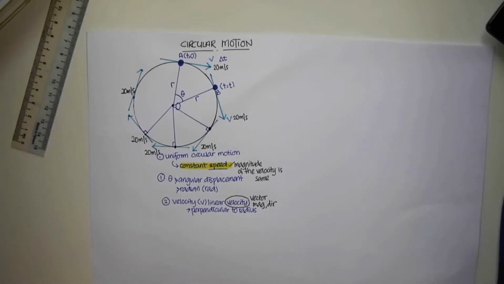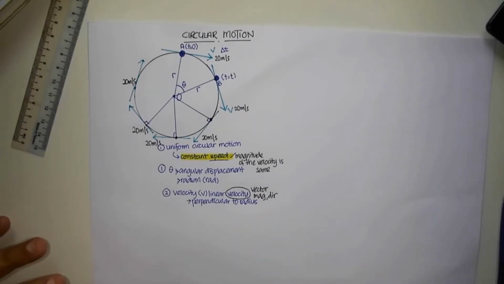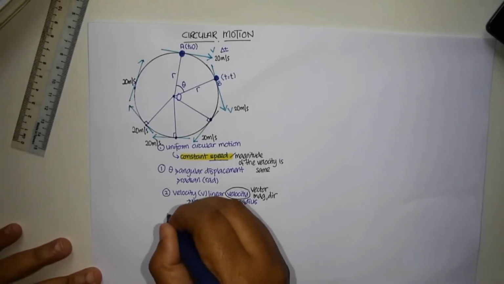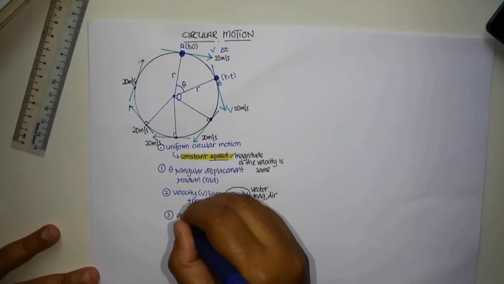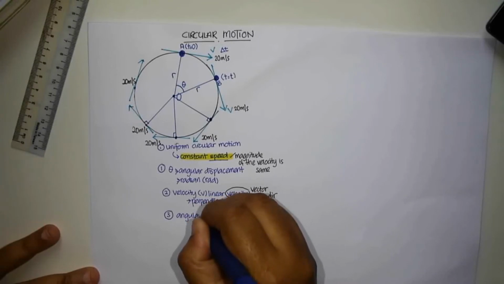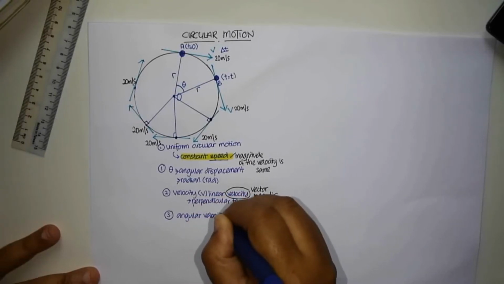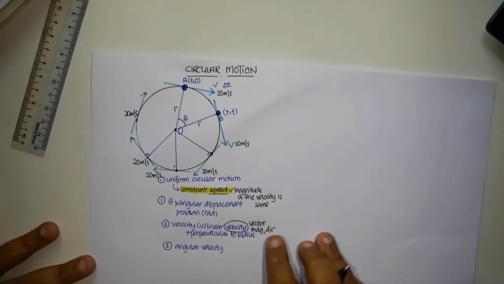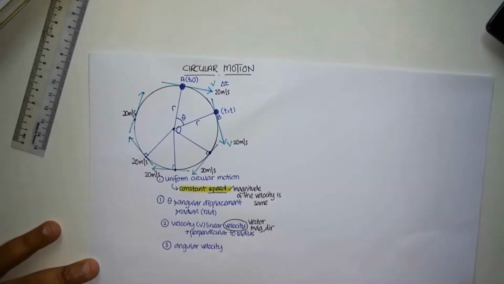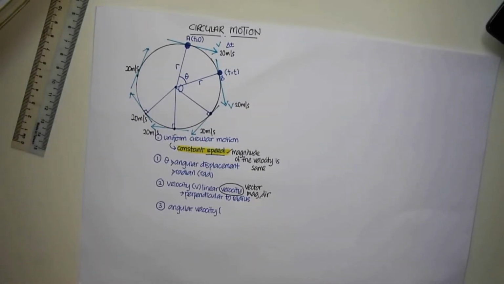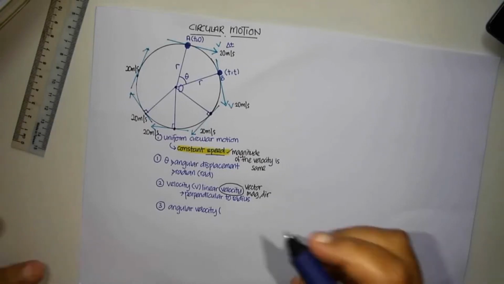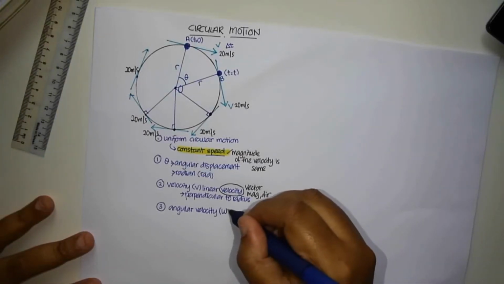I'm just going to go a little bit more for the others first, then I'll come back to this concept. Now the quantity number 3 is angular velocity, which is omega. Angular velocity is not linear velocity. Linear velocity is linear. Angular velocity we put as a symbol that looks like a W, but it's not W. It's a symbol called omega.